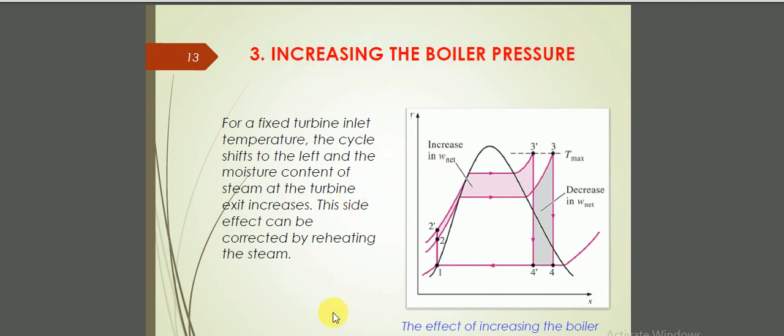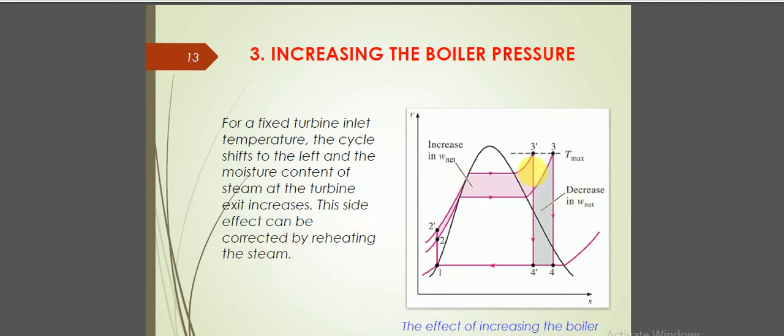So what is increasing the boiler pressure? Normally this is the boiler pressure. If we increase the boiler pressure, it's 3. This is the boiler pressure value. If we increase the boiler pressure, our curve goes like this. It is increasing. So here we can see there is an increase in work done, but here you can see there is no increase in work done. So there is an increase here but a decrease here.